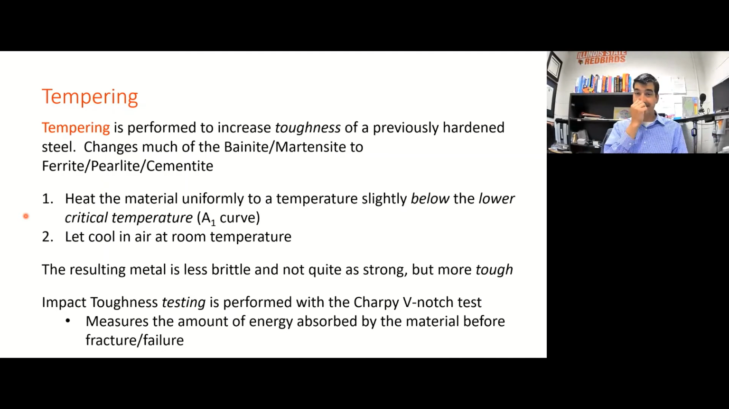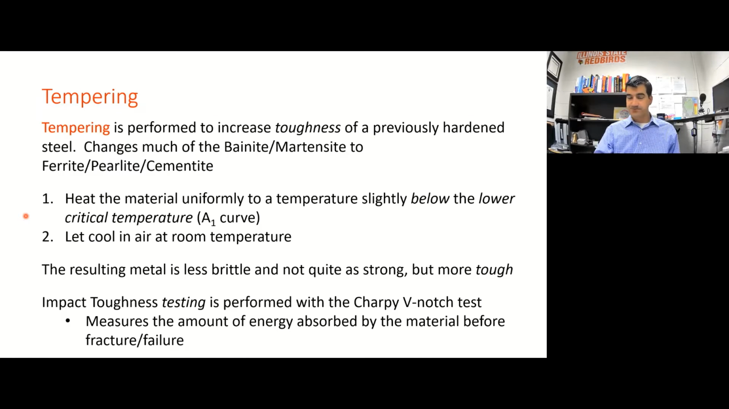The next one we'll talk about is tempering. Tempering is all about toughness. So remember the T sound: tempering, toughness. Toughness is what is going to be given to you by the tempering process. What it tries to do is change a lot of the martensite or bainite that might be in the material to ferrite and perlite and cementite, those equilibrium grains.